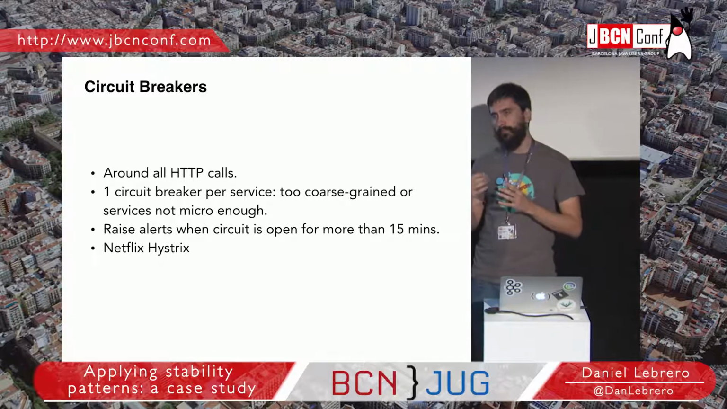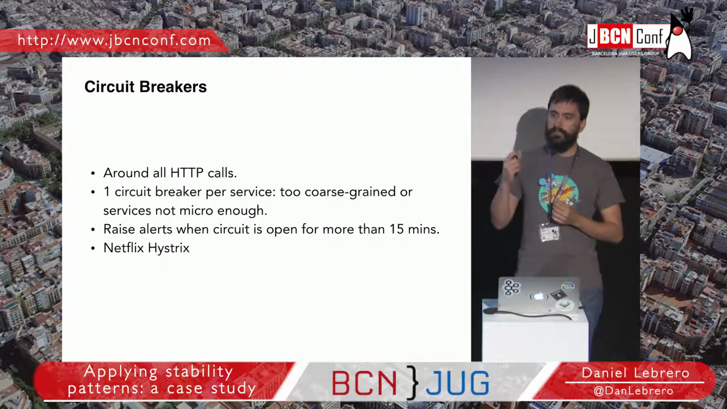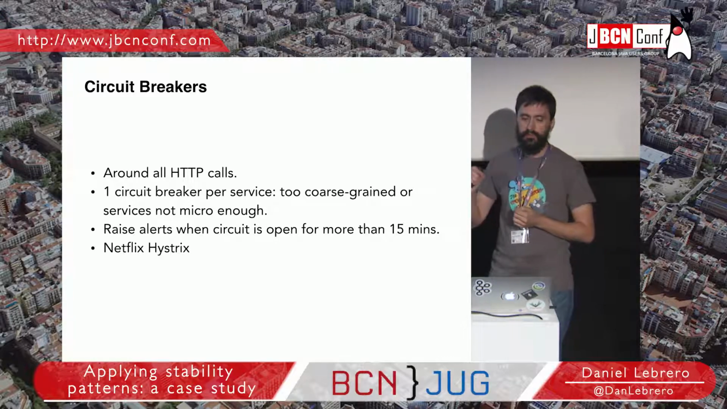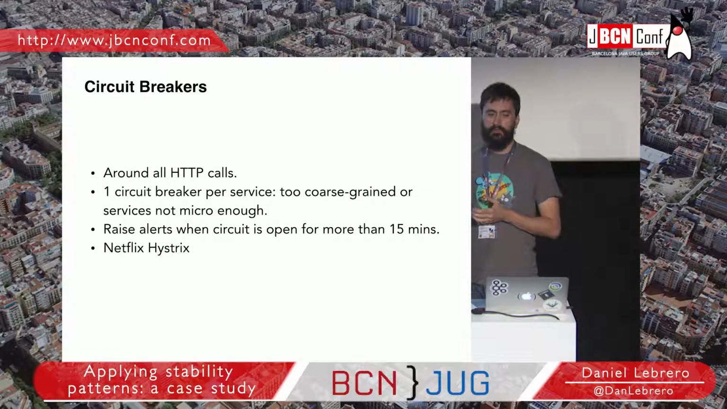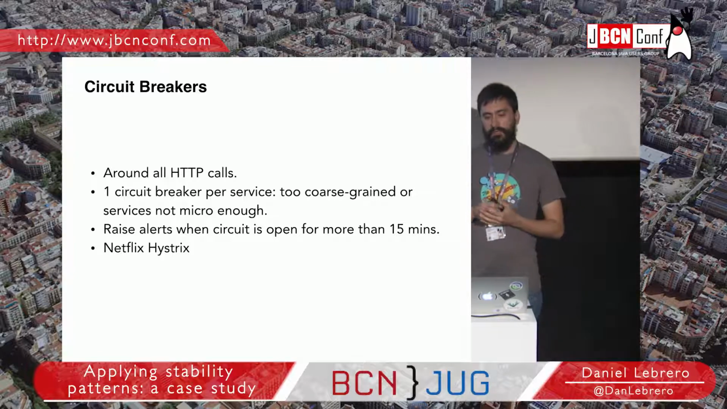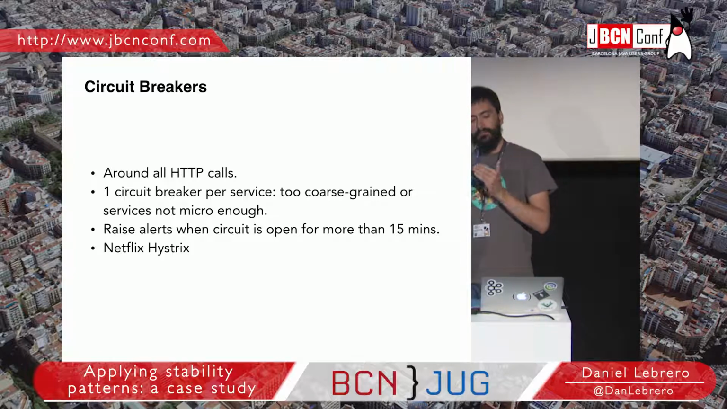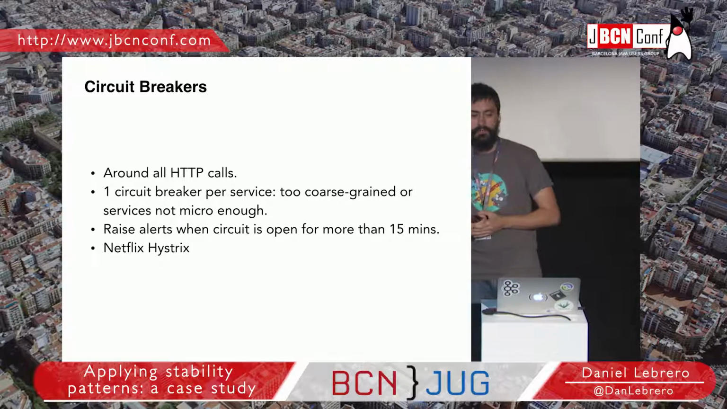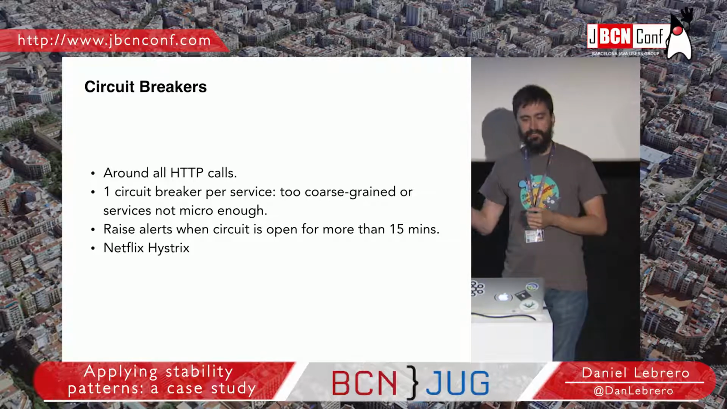just using one circuit breaker per service is a little bit too coarse-grained, because in the same service, sometimes the URLs that you hit have completely different performance characteristics. So that means that they are just too coarse-grained, and we should be using one circuit breaker per URL, or maybe it means that our services are not micro enough.